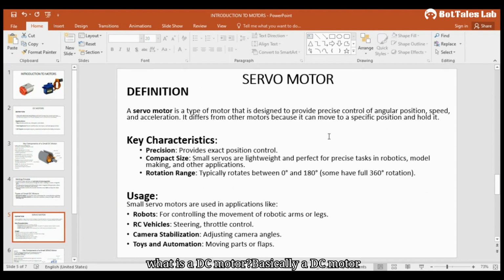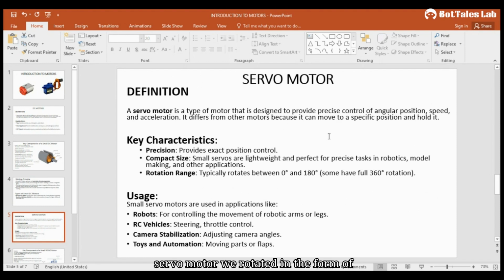Basically, what is a DC motor? A DC motor rotates continuously. When we provide supply to it, it will rotate continuously, either clockwise or anti-clockwise. But what is a servo motor? We can control the position of a servo motor. That is, a servo motor rotates in the form of an angle. We can control its speed, acceleration, position, etc.